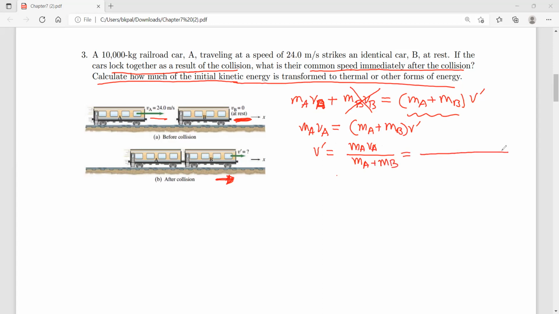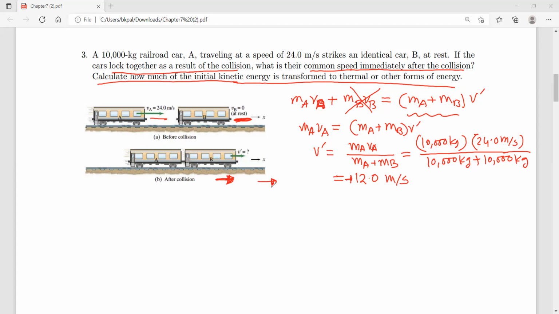Now, MA is 10,000 kilogram, and VA is 24 meter per second. MA is again 10,000 kilogram, and MB has the same mass, so it will be again 10,000 kilogram. If I plug all these numbers into my calculator correctly, it gives me basically 12 meter per second. So after the collision, both cars are moving at 12 meter per second, and this positive sign tells us that it is going in the positive direction.